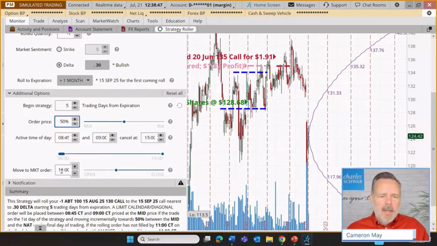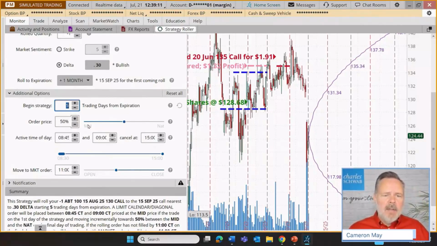But ultimately, it's going to change this at the end of the week to just a market order. If the system hasn't been able to fill this roll before expiration, it's going to switch to a market order to try to get it done and not get caught right at expiration. All right, so we're going to begin this one 5 days before expiration. That's going to be our roll window.